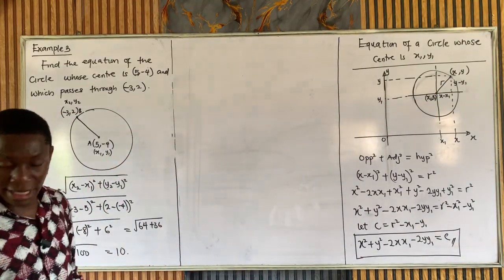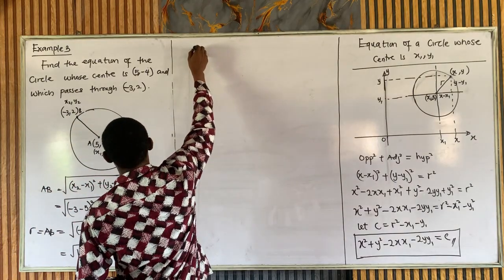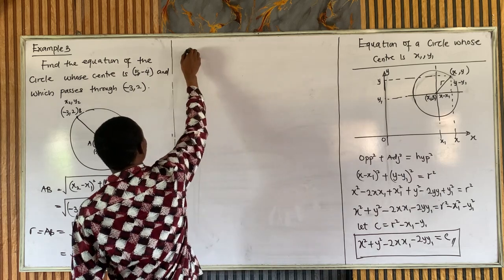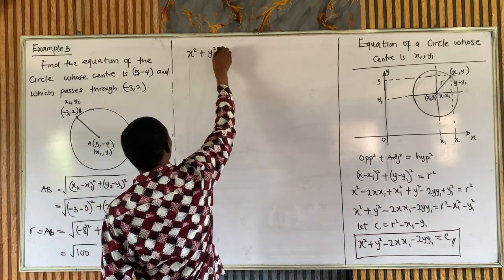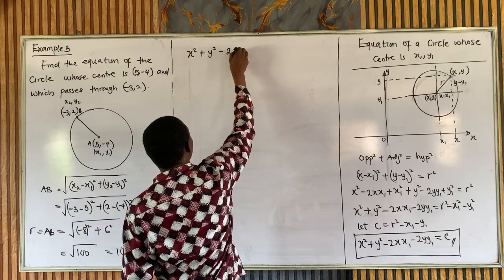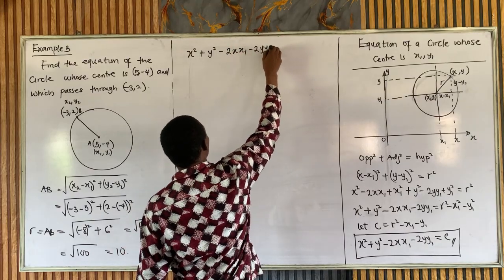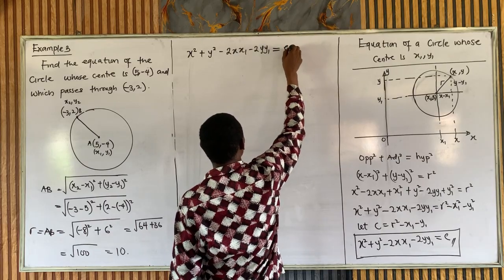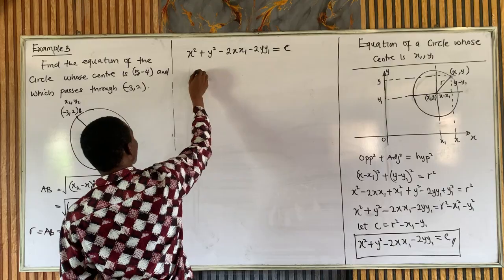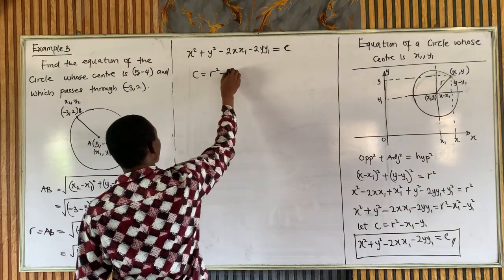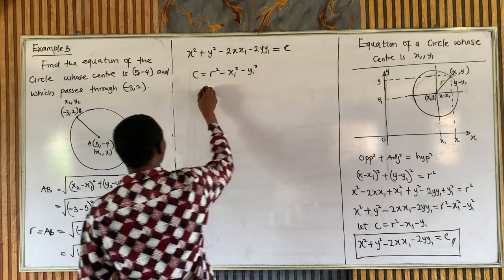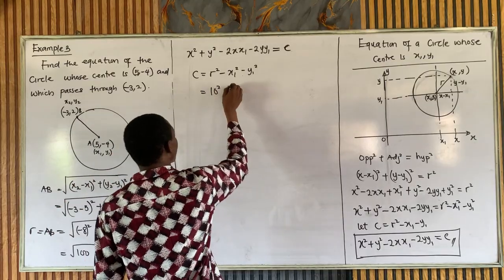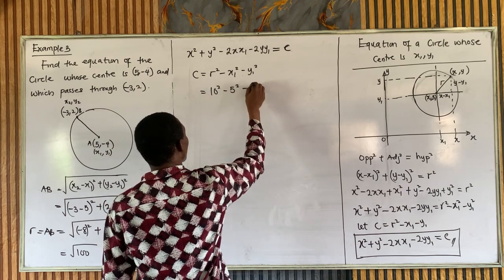We've got our radius and we have our center. Since our x1 is known, which is 5, and y1 is minus 4, we can say our equation of the circle is given as x squared plus y squared minus 2x x1 minus 2y y1 is equal to c. Okay? So here, let's get our c. Our c is r squared minus x1 squared minus y1 squared.